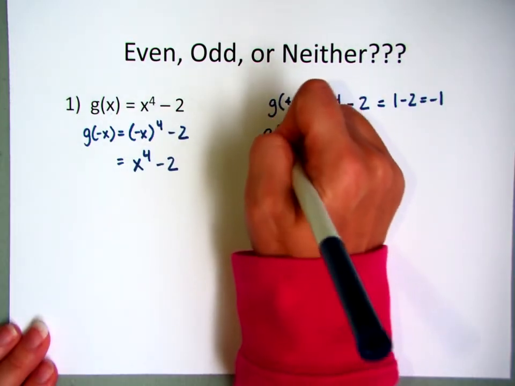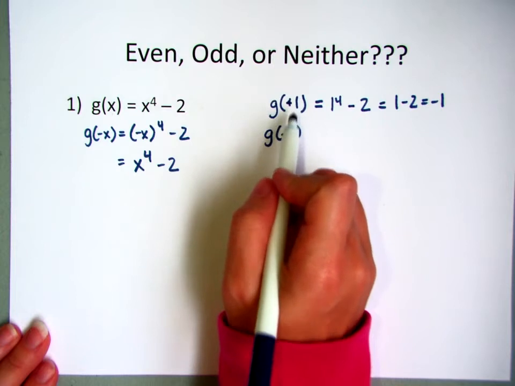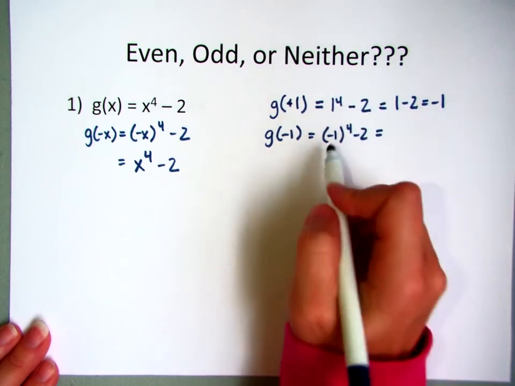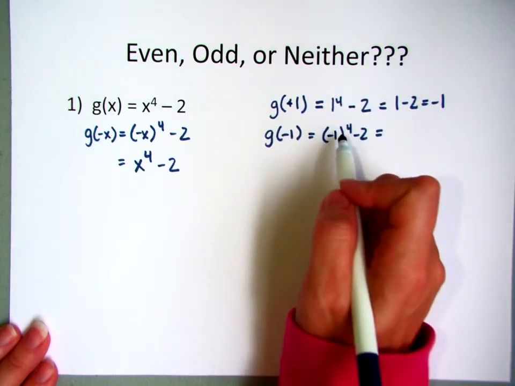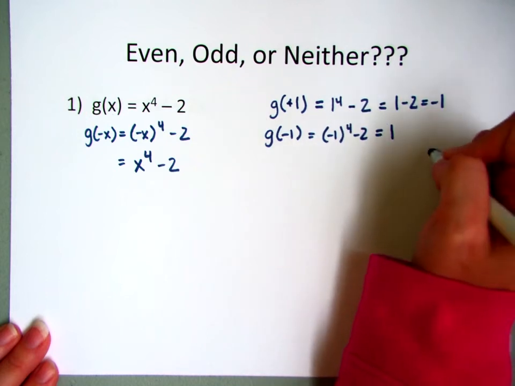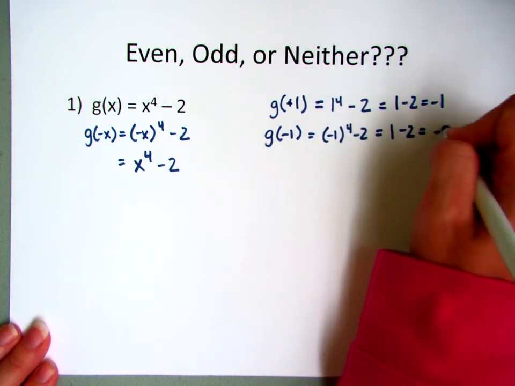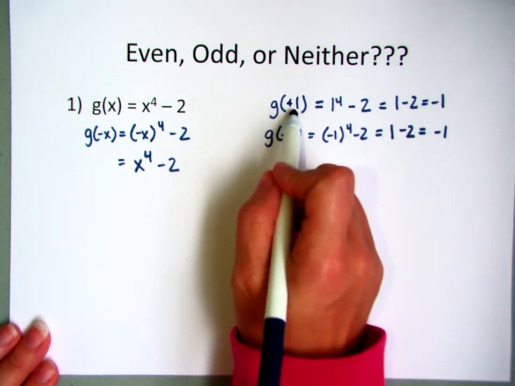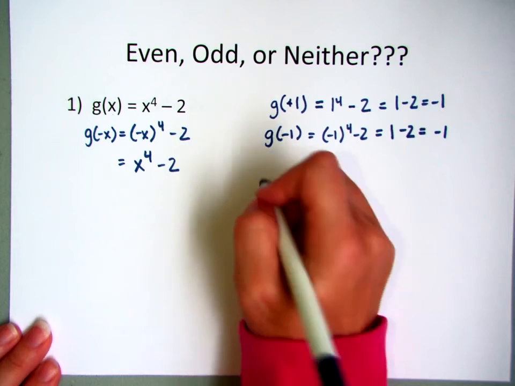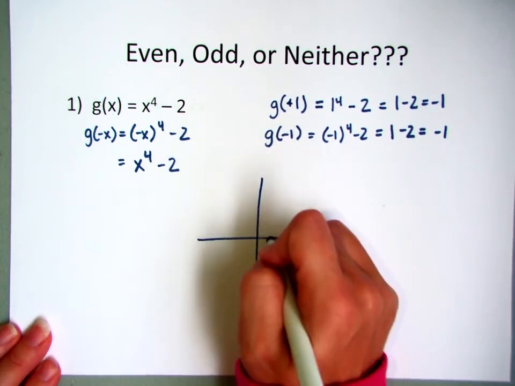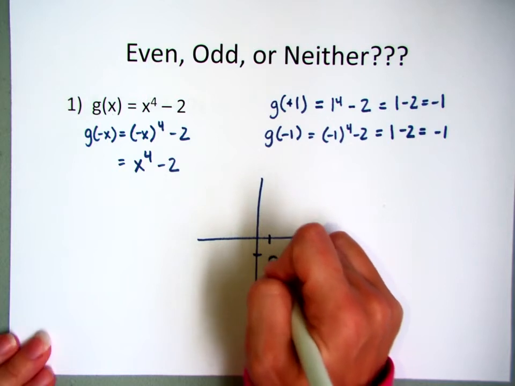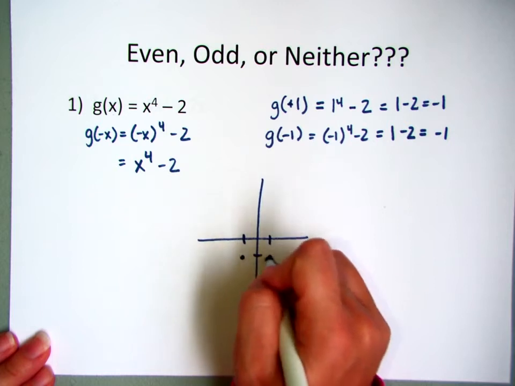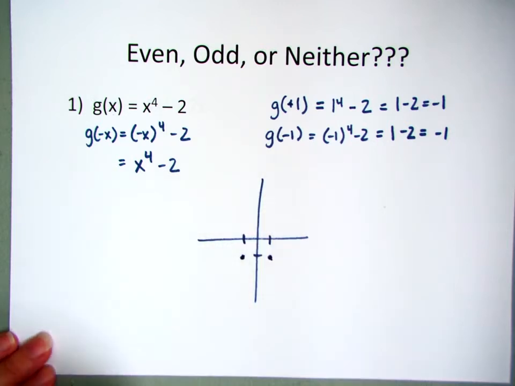Now, if I put in a negative 1, the opposite of this number, then I would have negative 1 to the fourth minus 2, which if you put negative 1 times negative 1 times negative 1 times negative 1, you're still going to get positive 1 minus 2, which is negative 1. So notice that these values are exactly the same no matter whether you have a positive x or a negative x. What that means if we're graphing it is if you were graphing the point 1 comma negative 1, then for its reflection you would have negative 1, negative 1, and notice that these would be reflected points over that y-axis.